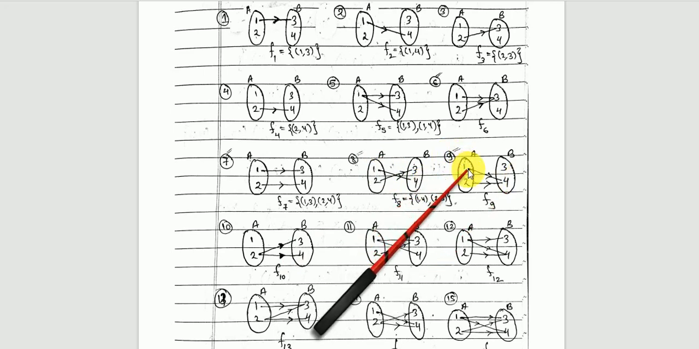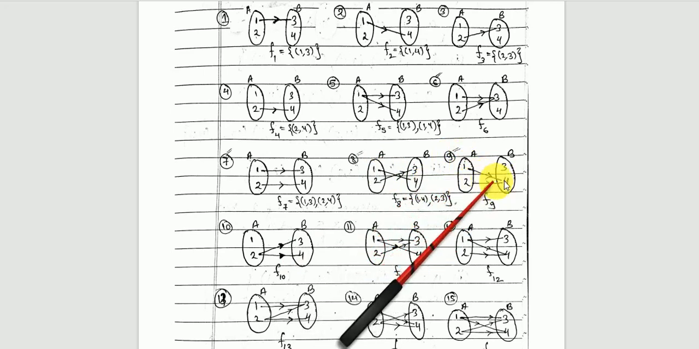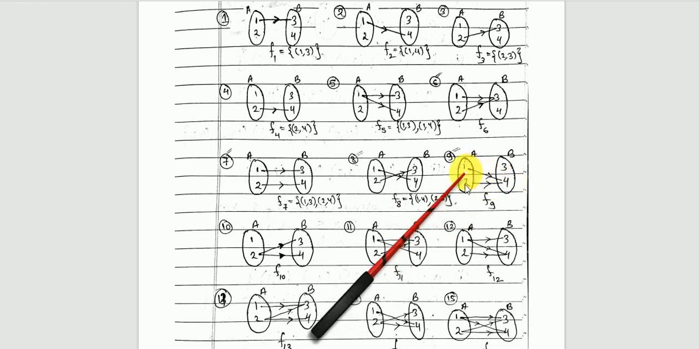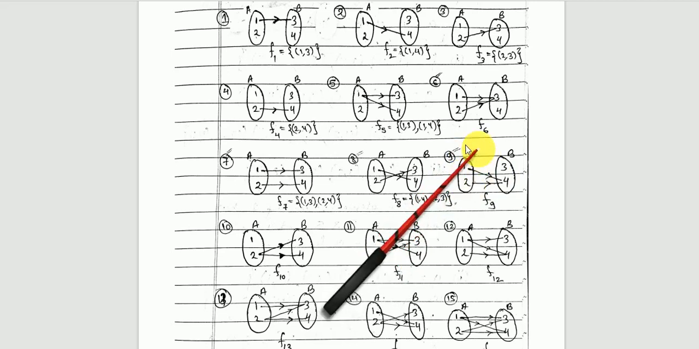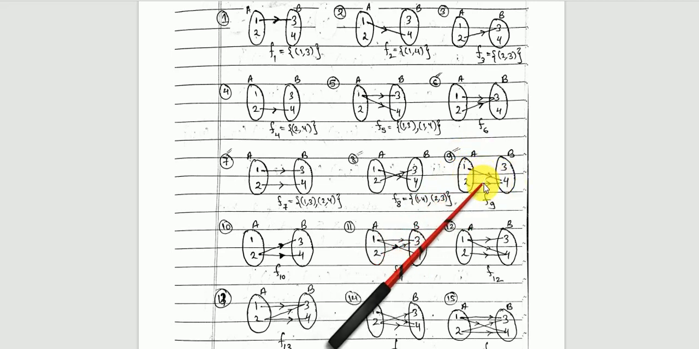Next, 1 is related to 4, 2 is also related to 4. Though they are related to the same element, they are related uniquely, because 1 is related only to 4, not to any other element. 2 is related to only 4, not to any other element. So it has got a unique image. Yes, 1 has a unique image, and for each element of set A, you can see they have got a unique image. So this is a function.